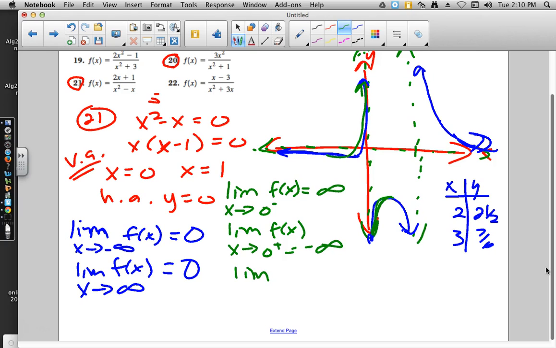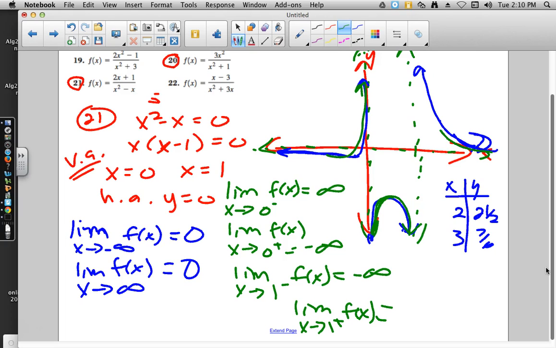Then we have the limit as x approaches 1 from the left. Well, as we approach 1 from the left, we're going down. And the limit as x approaches 1 from the right, as we come in, that's approaching our asymptote, which is going to take that up forever, which is going to be infinity. So lots of limits to talk about on that one. But that will do it.